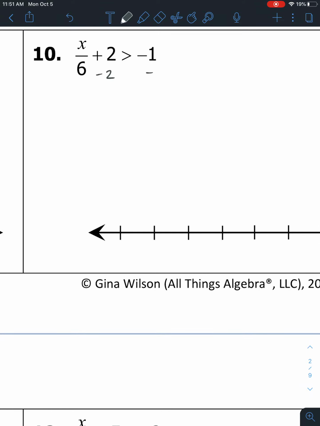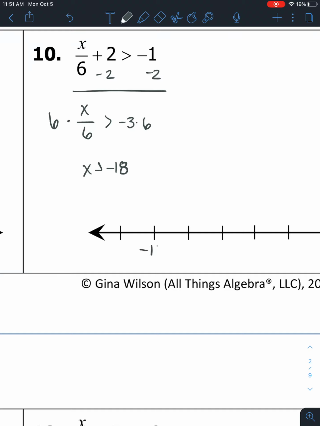So again, same thing, we're just solving like we normally would. So I'm going to minus 2 to both sides. So that gives me x divided by 6 is greater than negative 3. Dividing by 6, I'm going to multiply by 6. So that gives me x is greater than negative 18. Again, only multiplied or divided by a positive number so far.